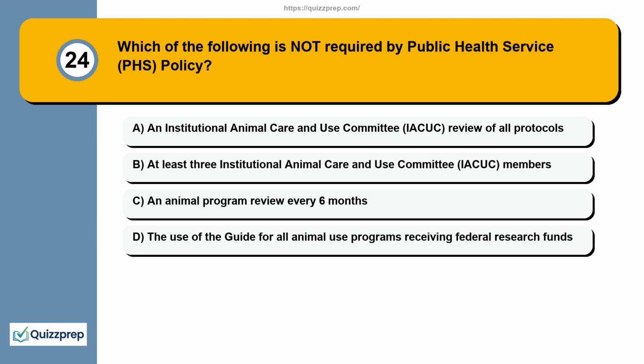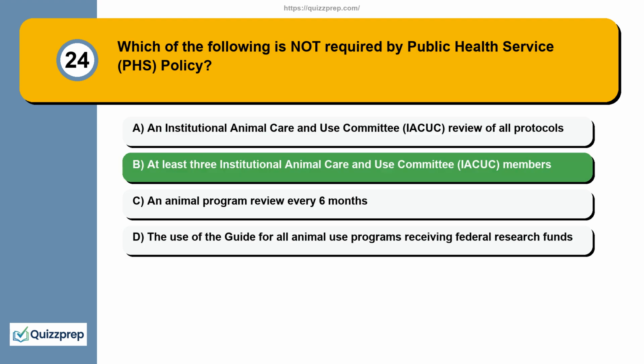Question 24. Which of the following is not required by Public Health Service, PHS, Policy? Option A, an Institutional Animal Care and Use Committee, IACUC, review of all protocols. Option B, at least 3 IACUC members. Option C, an animal program review every 6 months. Option D, the use of the Guide for all animal use programs receiving federal research funds. The correct answer is option B, at least 3 IACUC members.